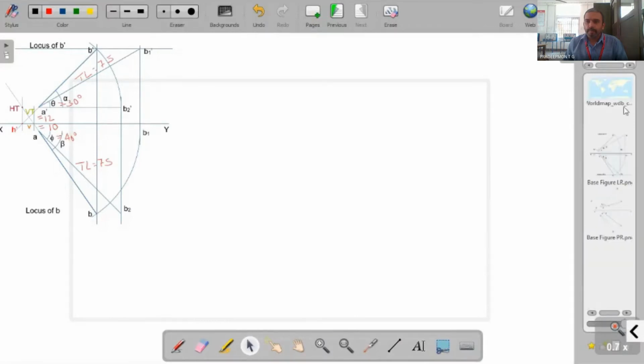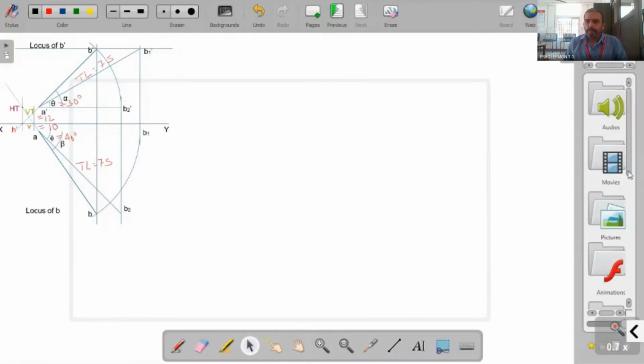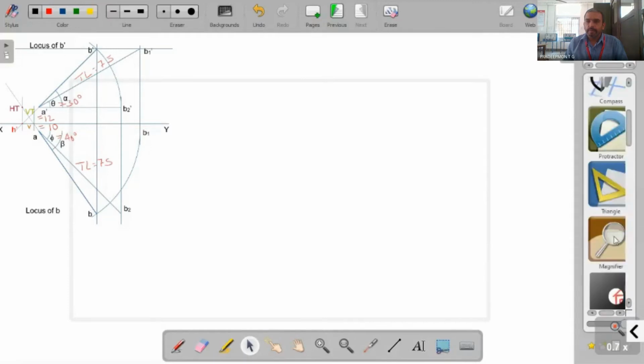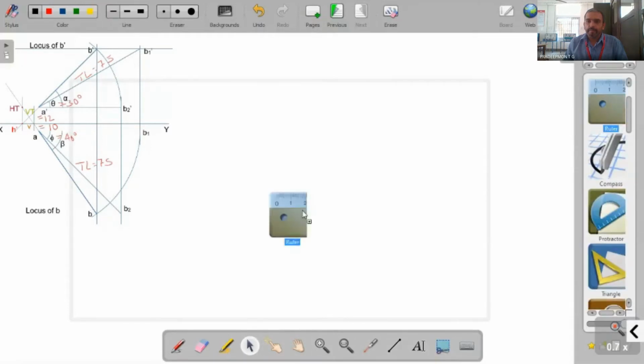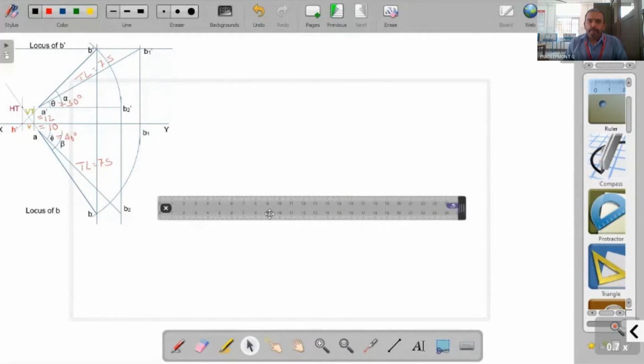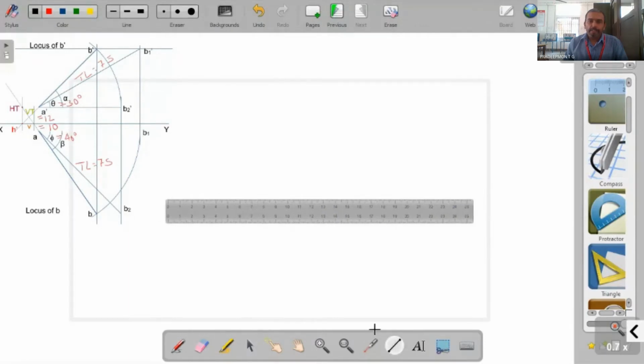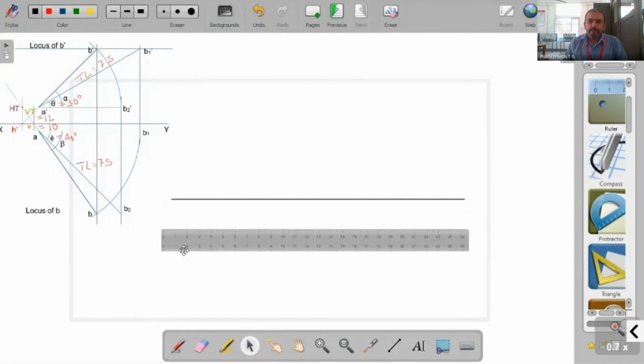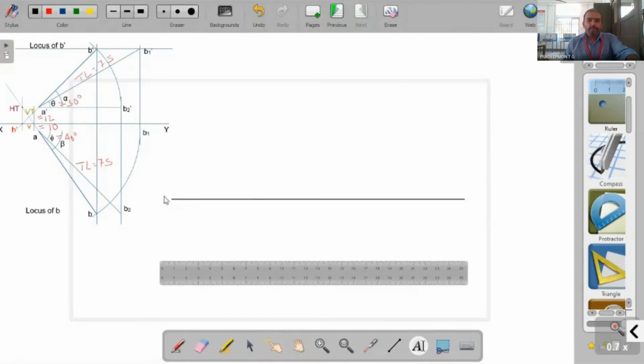Okay, this one is there. Draw the straight line, that is the xy line, to be drawn first. So this is our xy line. Mark it as x and then y. So the xy line is here.